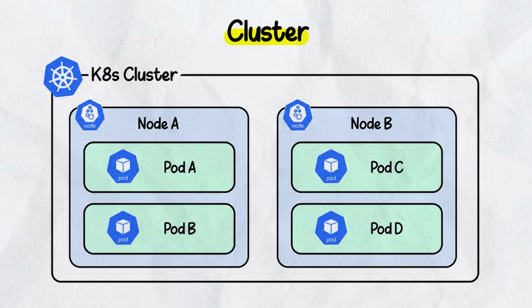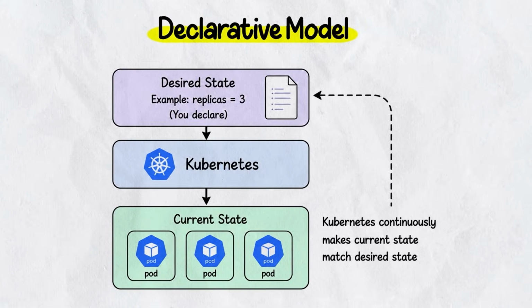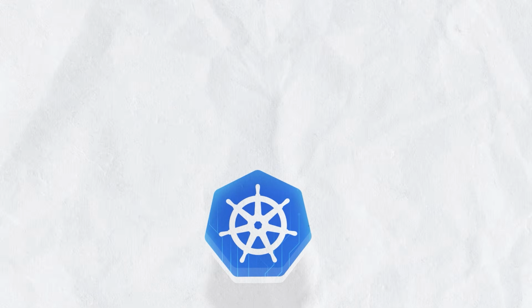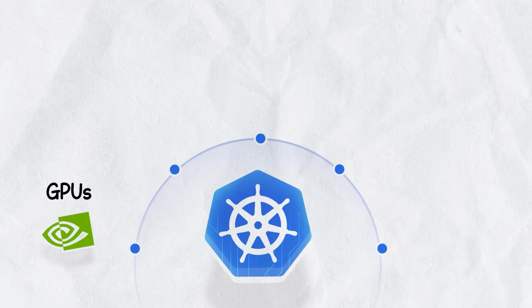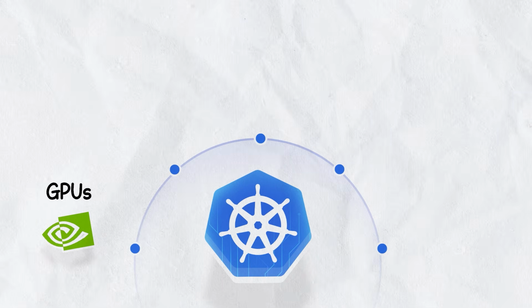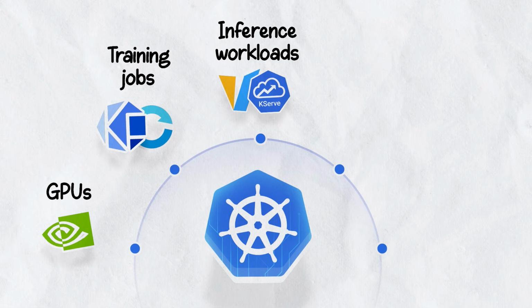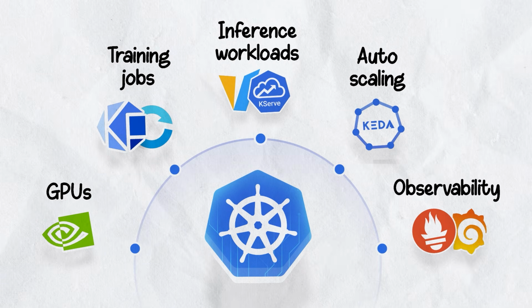Now, one thing that doesn't change with Kubernetes: you have the same cluster, same control loop, same declarative model. What changed here is the layer of objects on top. Operators that taught Kubernetes about GPUs, training jobs, inference workloads, autoscaling, and observability. That's modern AI infrastructure on Kubernetes.